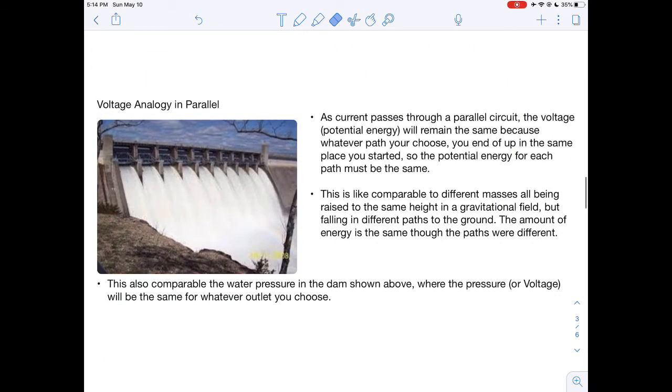Another way you can think about this is by comparing it to the water pressure shown in the dam above, where the pressure is the same no matter what outlet you choose. So whether you're taking this first one or one down here or somewhere in the middle.